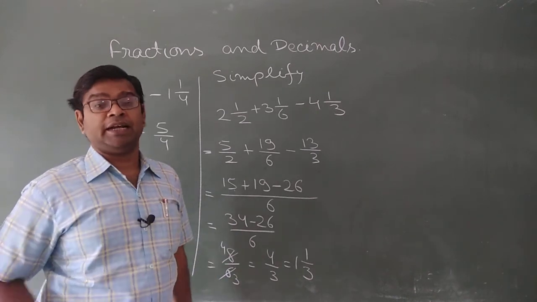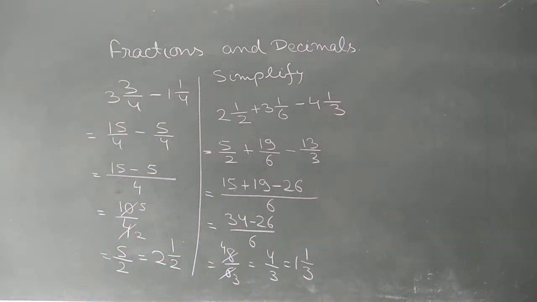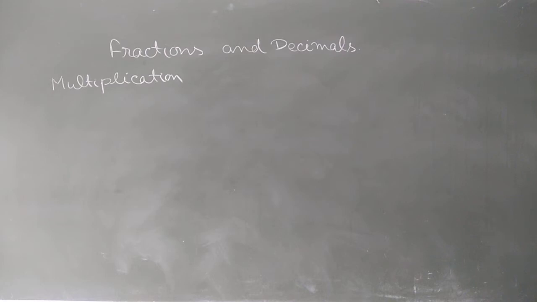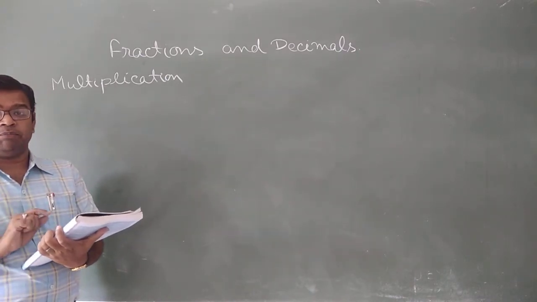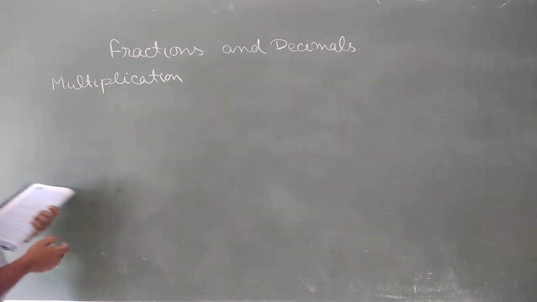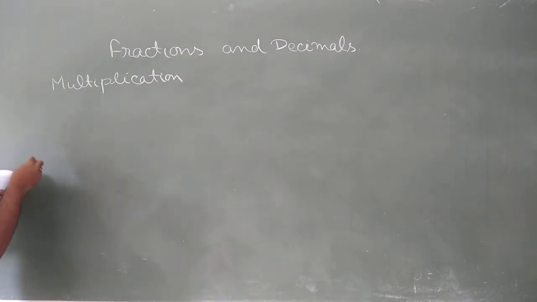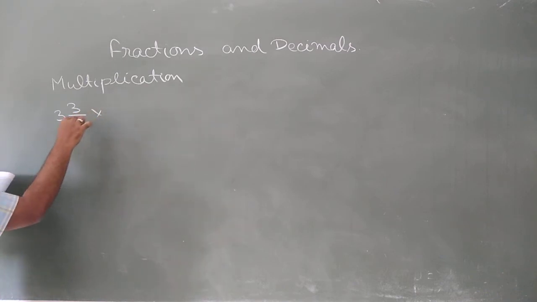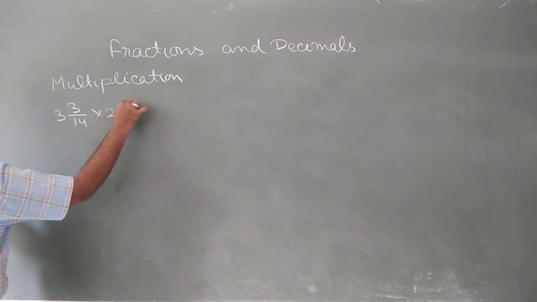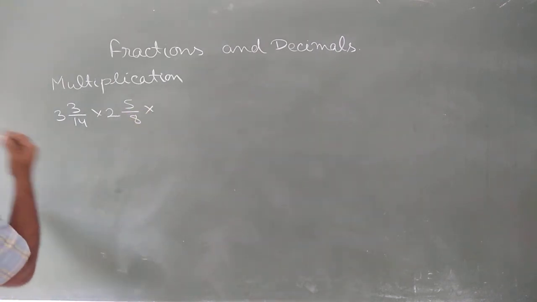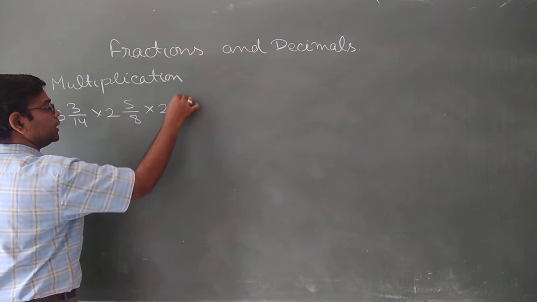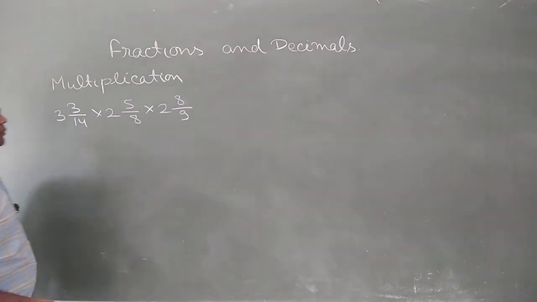Now multiplication and division. Multiplication. I am picking one question, the very last question of multiplication, so that you can easily understand the complete concept. See here, I am writing the question. It's 3 whole 3 upon 14 multiplied by 2 whole 5 upon 8 multiplied by 2 whole 8 upon 9.